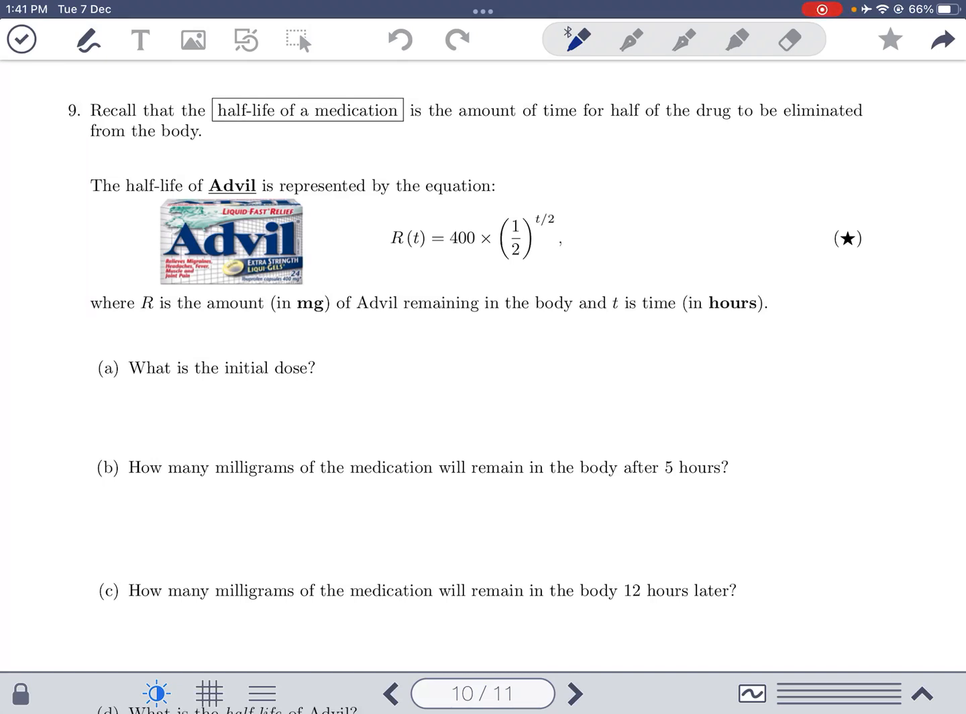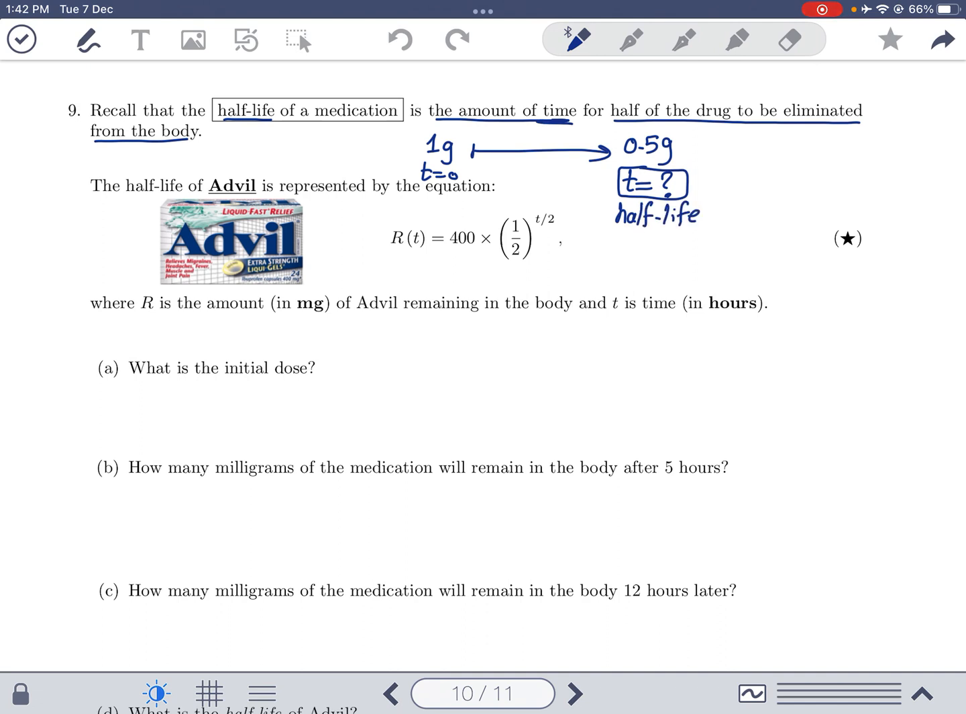Okay. Recall that the half-life of a medication is the amount of time for half of the drug to be eliminated from the body. So if you started with 1 gram initially at time t equals 0, you count the time, you check the time until you have just half of a gram in your body. Then you ask, at what time do I still have half? This time, we call it the half-life. So the time that it takes for half of the drug to leave your body.